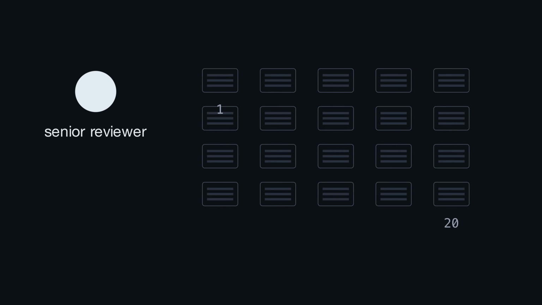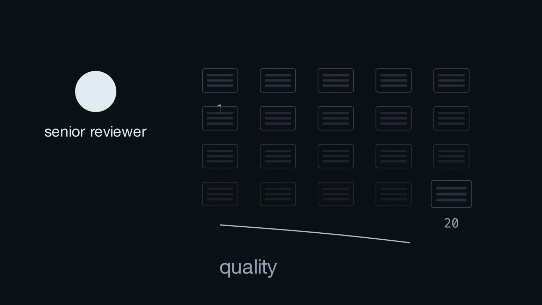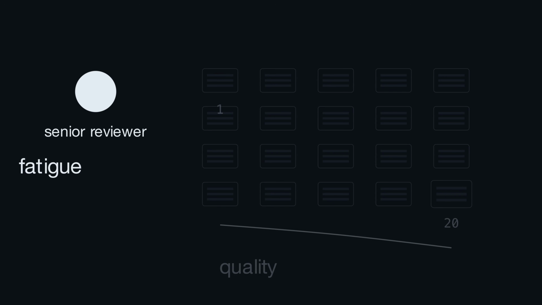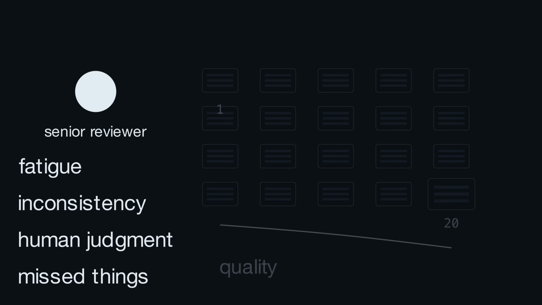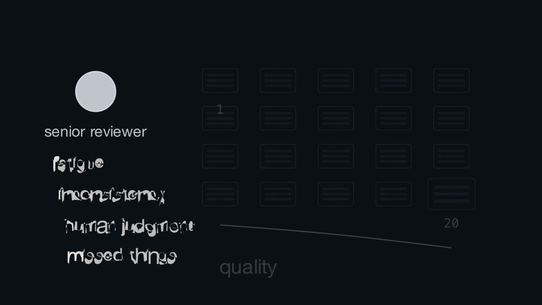And frankly speaking, it does not start with tech. It starts with a real senior reviewer who has 20 PRs to review today. And the quality on the first PR is not equal to the quality on the 20th one. You might imagine some reasons why. It might be fatigue, it might be inconsistency, it might be some human judgment, it might be some missed things in the 20th PR, or it can be anything which relates to a human.